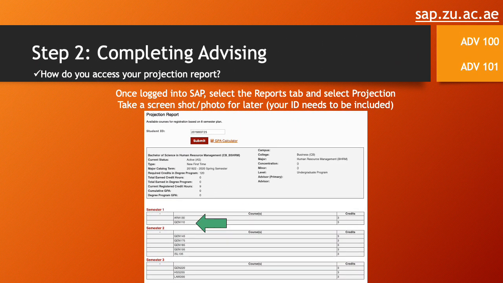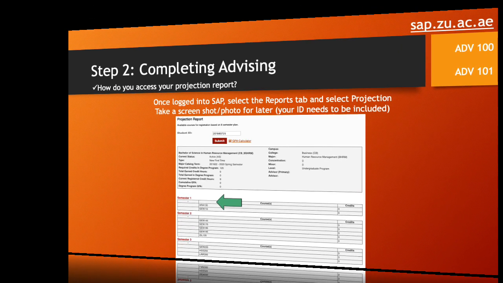Your projection will appear to be something like this. Once your projection appears, at the top you will see your personal information with your name and ID number, your advisor, etc. And then you'll see a list of courses at the bottom that you will be allowed to sign up for.